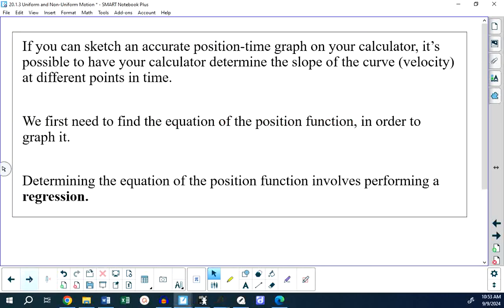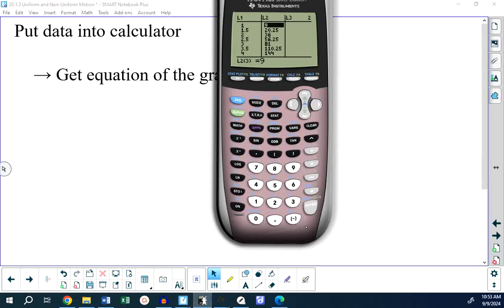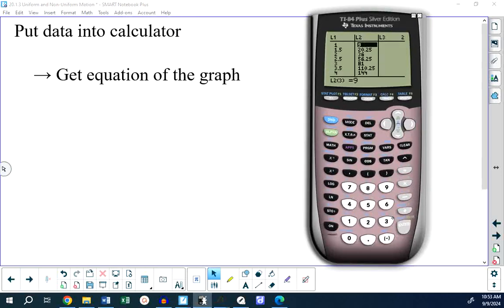So this is our first step. Get the equation of the graph. That's what we're working on. So how do we look at this data? We have to do two things. You have to turn your stat plot on, and you have to set up your axes. Okay? So second Y takes us to the stat plots, where we can turn this on.